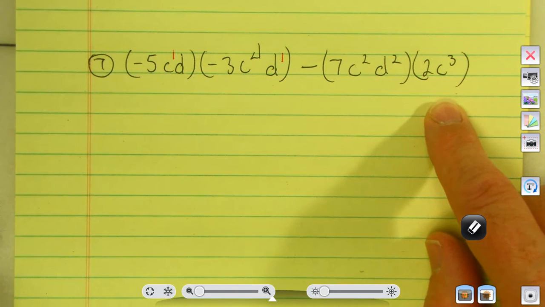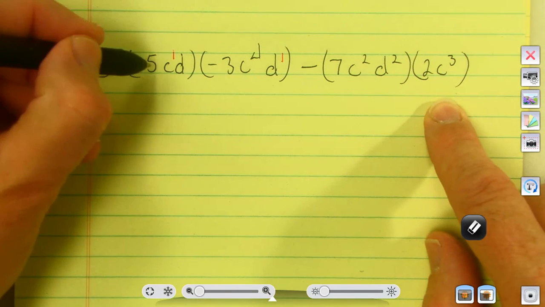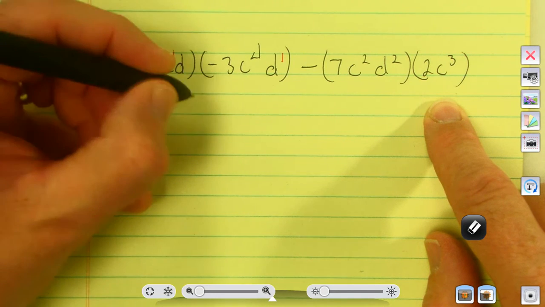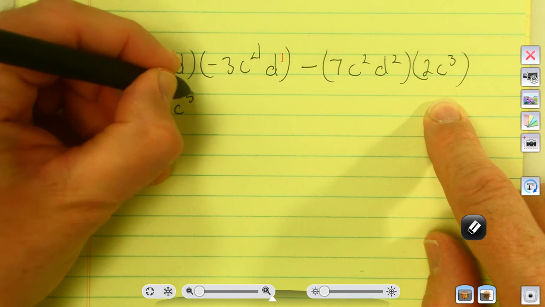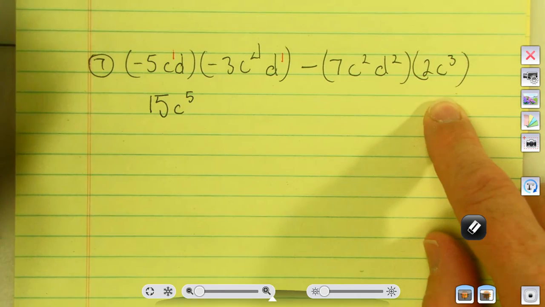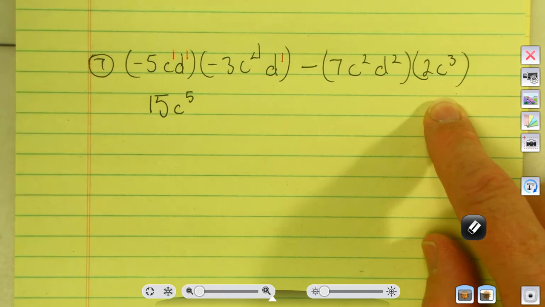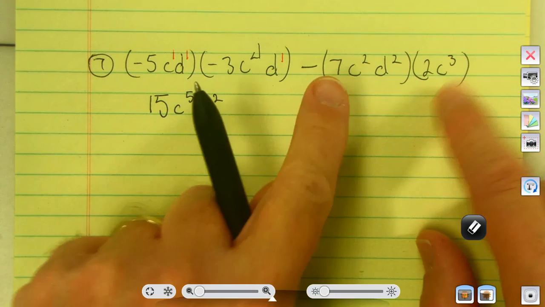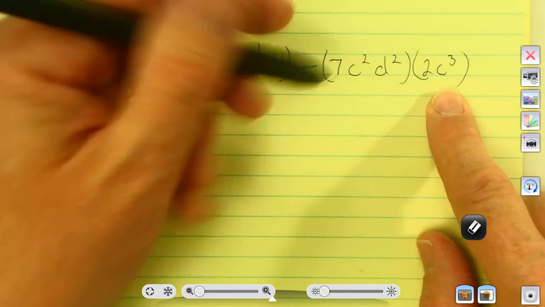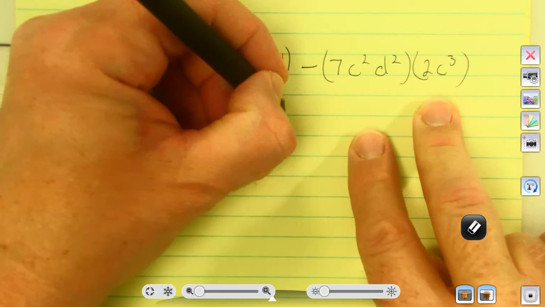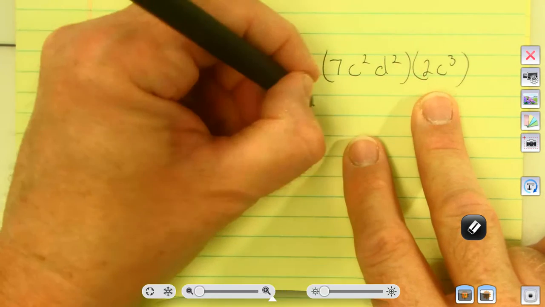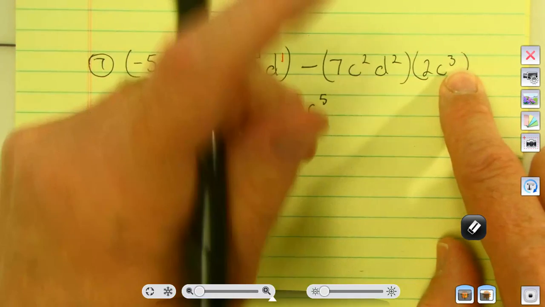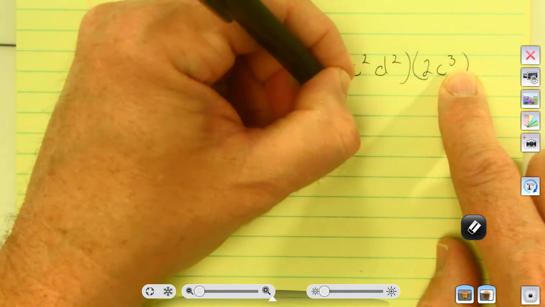Went ahead and added in the first power. So this is negative 5 times negative 3, which is a positive 15 c to the fifth power, and then it'll be d squared, or d to the second power. On the other side of the subtraction sign, 7 times 2, 14. C to the fifth power, here's the 2 and the 3. I add those two to get the 5. And then d squared.